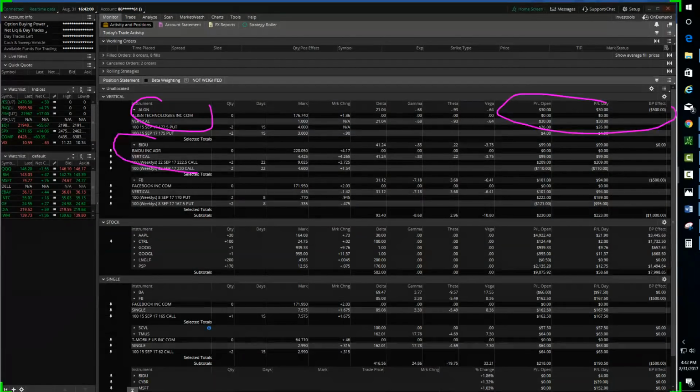Baidu, this is a trade I put on in the room. It's up $100 today. You do not need to be buying calls on Amazon for an extreme amount of money to make money trading. That is not what you need at all. All you need is to identify high probability setups.